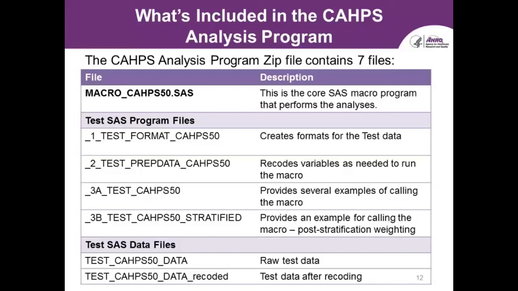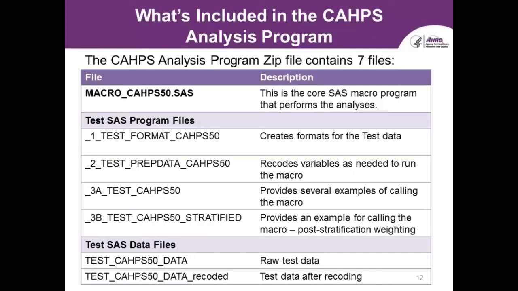Let me run through these very quickly. We've numbered them so that you know which order to run them in. The first program file creates formats for the test data. Basically, this is helpful in viewing the data so that instead of having 1, 2, 3, 4 as response options, it labels them. So, for example, 4 would be always. And then the second step is just sample code on how to recode the variables that are needed to run the macro. For example, yes/no questions that might be standardly coded as 1, 2, it recodes to 1, 0 to be run through the macro.